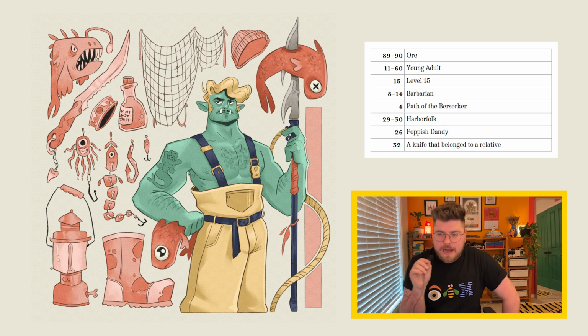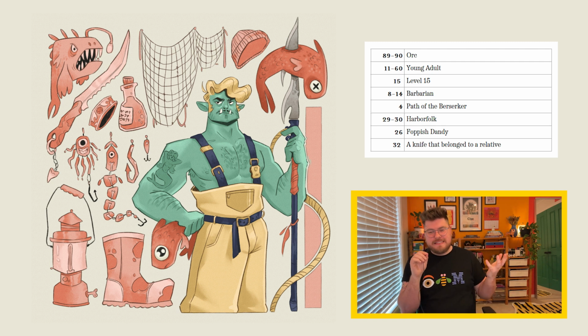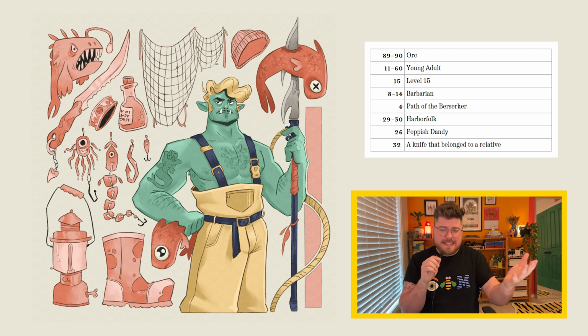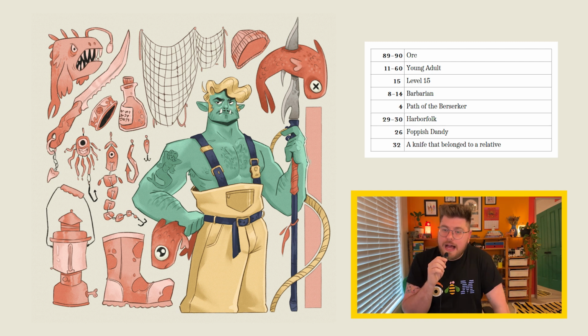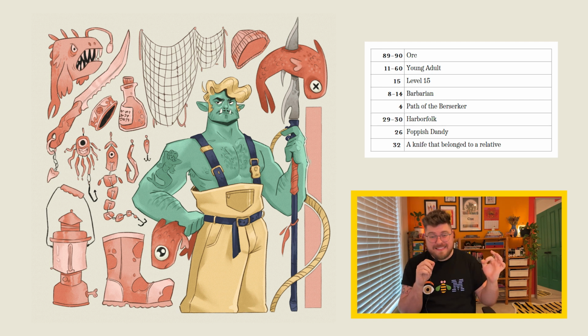Level 15, Path of the Berserker Barbarian. This is where I may have lost a little bit. He's definitely a barbarian. I don't know if he's particularly angry. He's more peeved, but you see this in a D&D game, you'd accept it. Harbor folk. This is the biggest tick anyone's ever ticked. We nailed that. That is a man of the fish. That's a man of the fish. You look at him, you go, he grew up near a harbor.